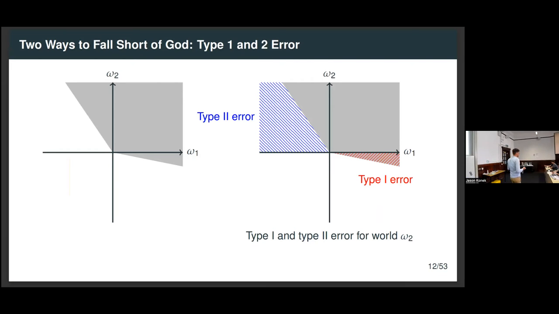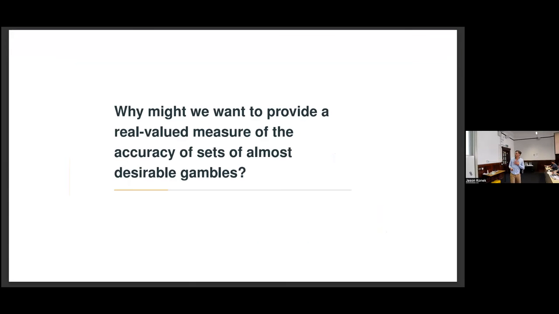Okay, now that's just identifying regions that we're gonna use to construct type one and type two error scores. I'm gonna say something a little bit more about how to do that. But let me give you a preliminary of why you might want to put real numbers on this. I mean, we're imprecise probabilists. You might think, what's the fascination with real numbers? Why are you forcing us to use real value scoring rules? Theoretically, it might not be the most satisfying way to go.